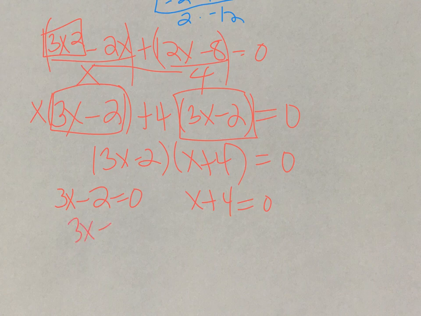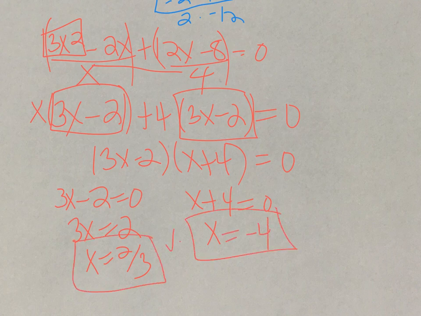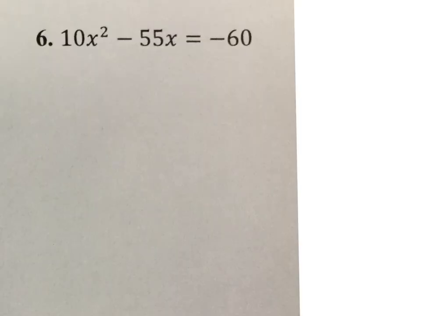Add the 2 over, I get 3x equals 2. Divide by 3, x is 2/3. X plus 4 equals 0. Solve for x, we get x equals -4. So these are my two solutions, roots, zeros, x-intercepts.